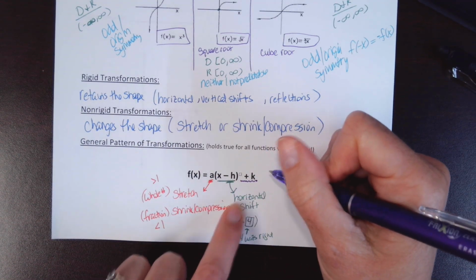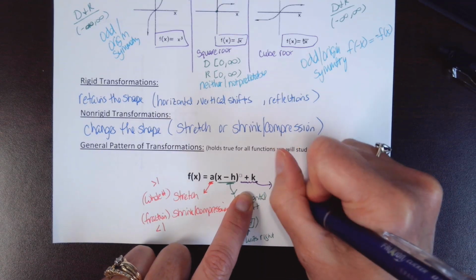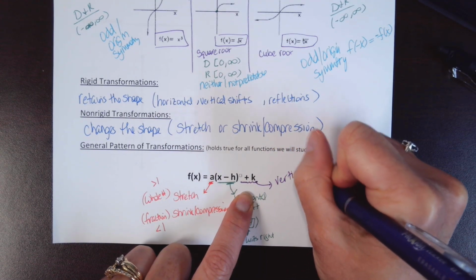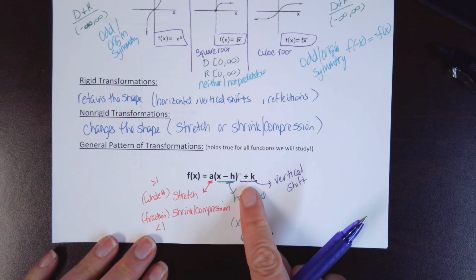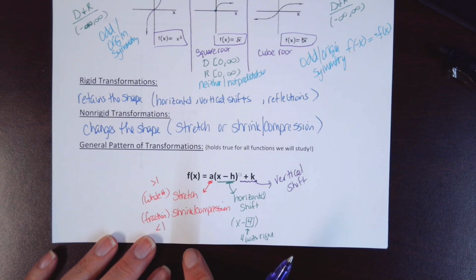K, H is for horizontal, K is the other direction. So this is my vertical shift. It's going to take me up or down, and it goes the way I expect it to go because it's just a plus. I don't have to worry about that being plus, minus, anything else.